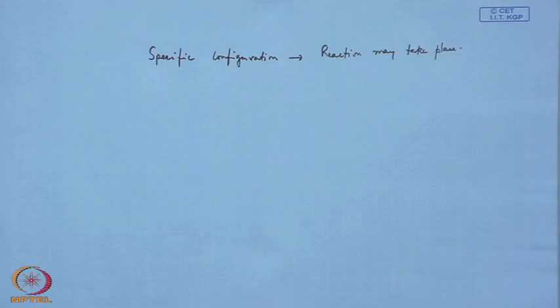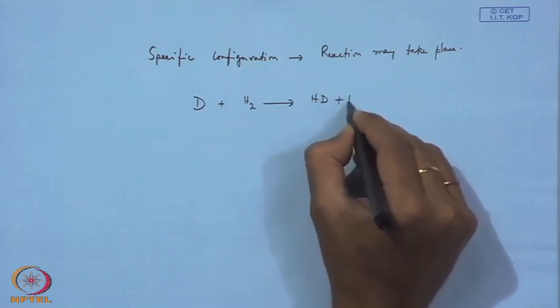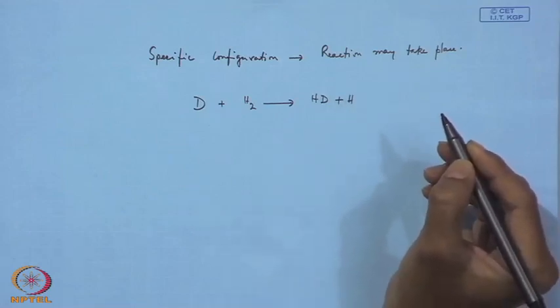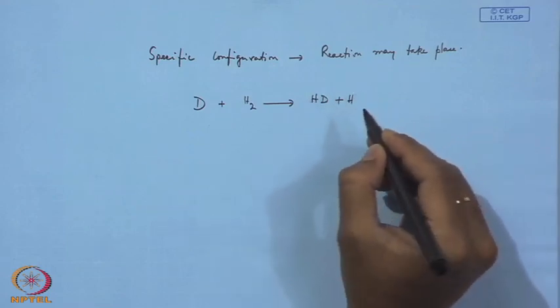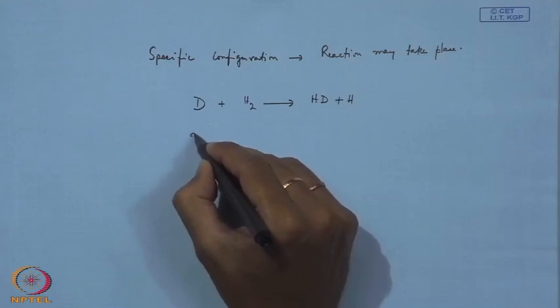Consider a simple reaction, an atom exchange reaction, that is deuterium plus H2 giving rise to HD plus H. If the energy of the system is such that these two entities, one is D, another is H2, come close in an almost collinear fashion like this, then the reaction can take place. But if it is not a collinear situation, then possibly the reaction probability is less. That means the reaction will fail if they do not approach each other in a collinear, almost collinear, geometry.